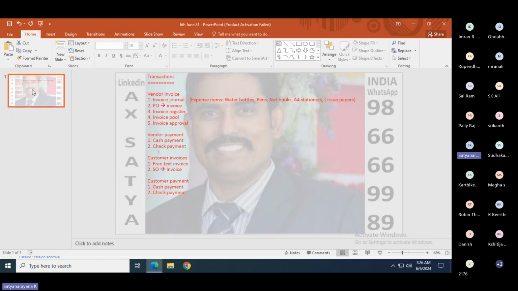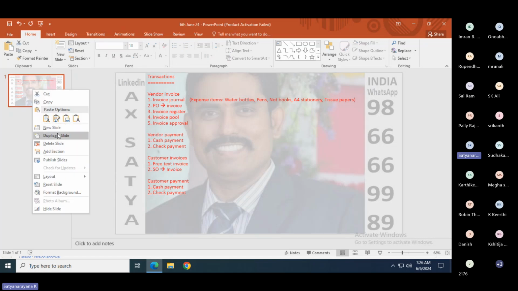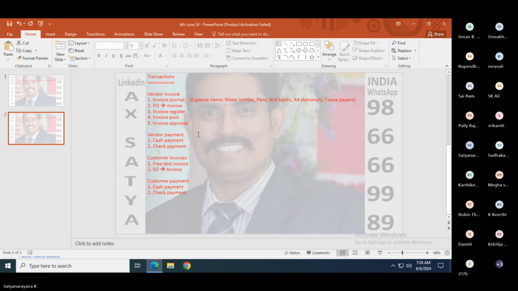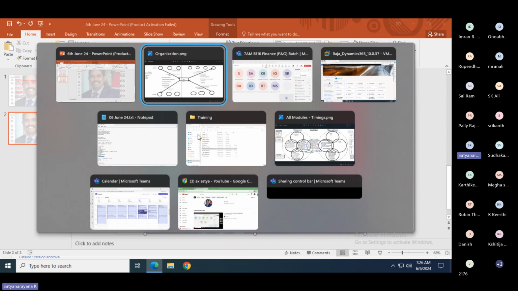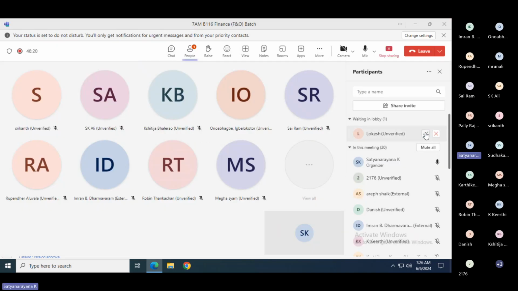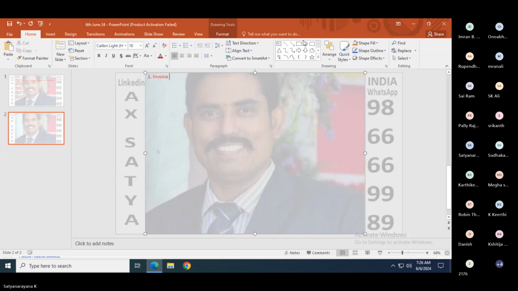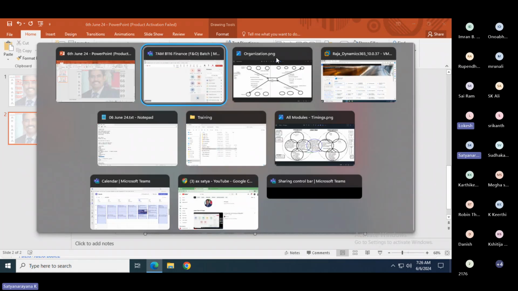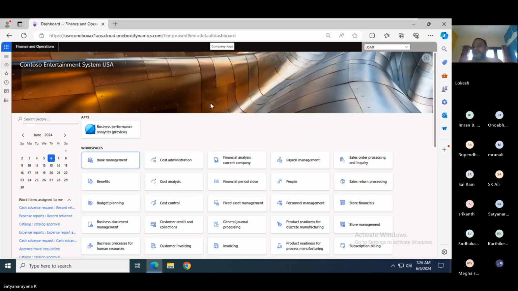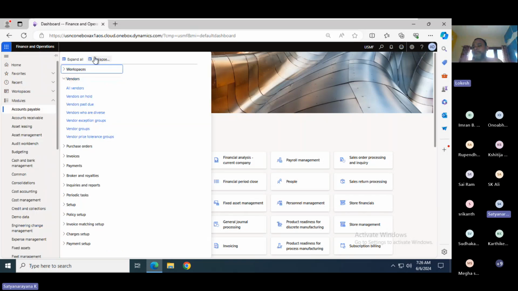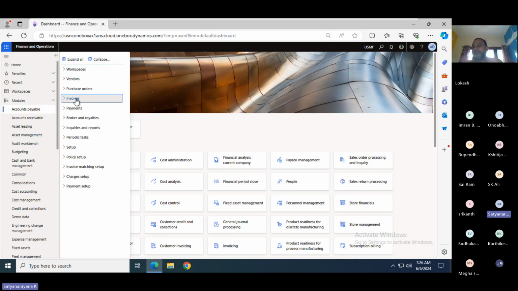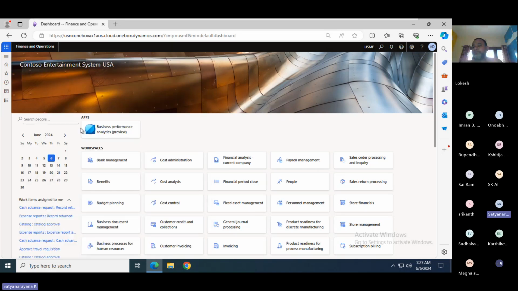So if I want to do an invoice journal, how to do it? The first one is invoice journal. Okay, where can we do it? Accounts payable module. Accounts payable module. Collapse all. Invoices. Invoice journals.